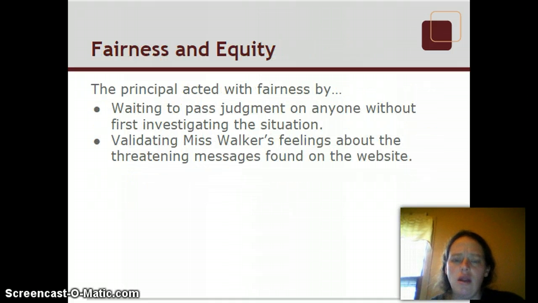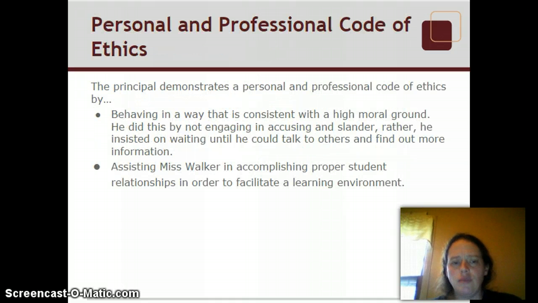Fairness and equity. The principal acted with fairness by waiting to pass judgment on anyone without first investigating the situation, and then also validating Miss Walker's feelings about the threatening messages found on the website.